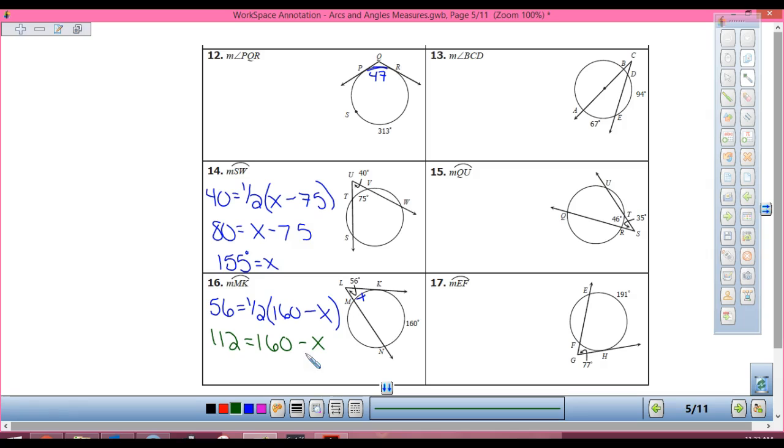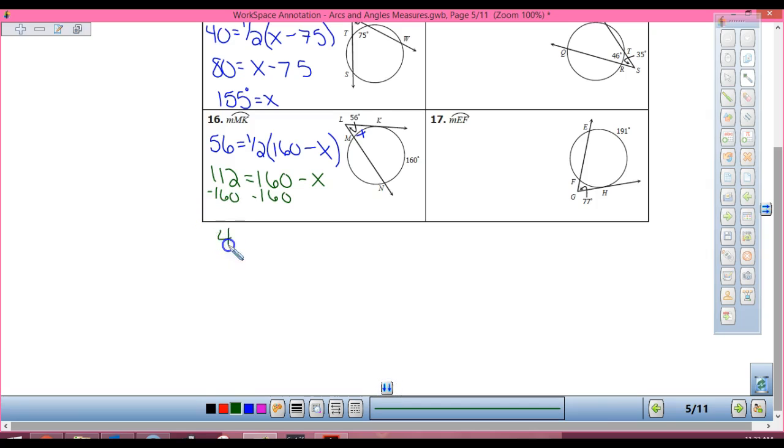Now what do I have to do? Minus 160. So I end up with negative 48 equals what? Negative x. Therefore, x is 48. Okay? Be careful with that. Just because, remember, you're looking for measurements, so your measurements aren't going to be negative. Right? All right.